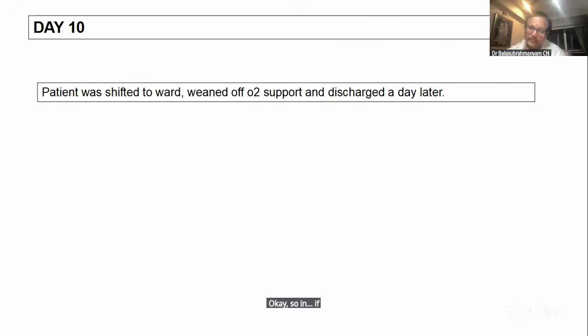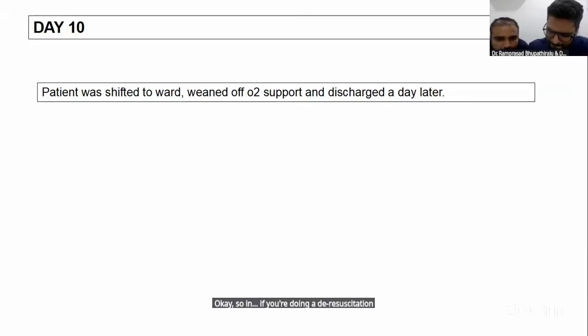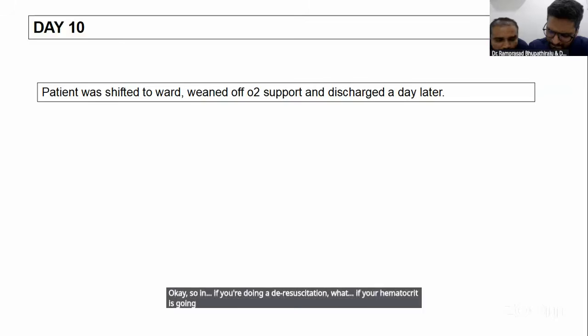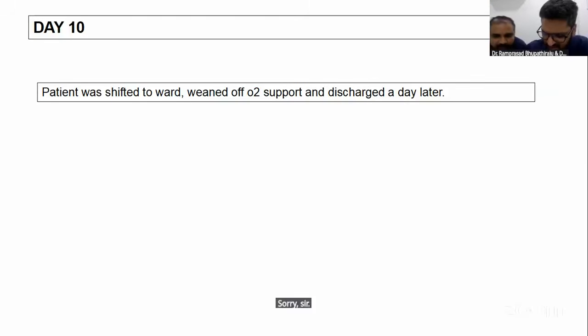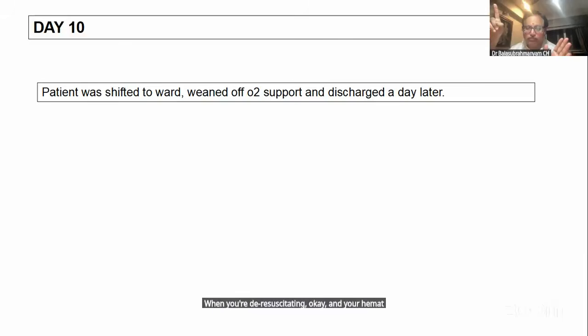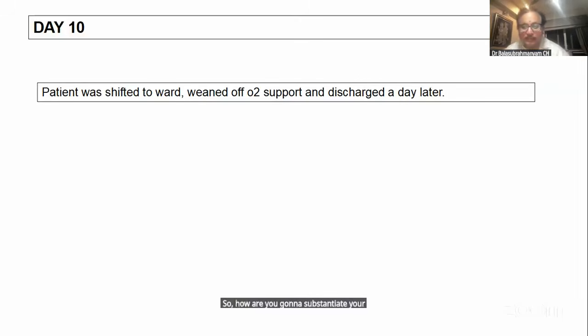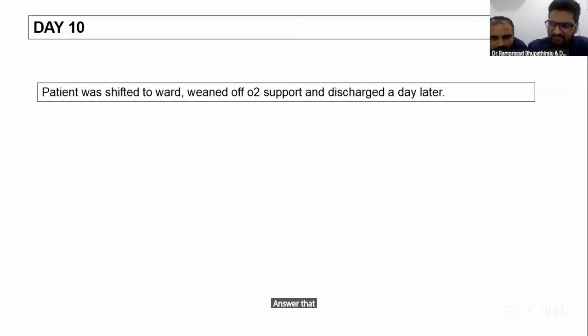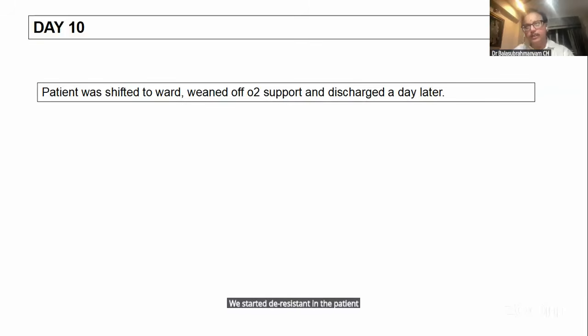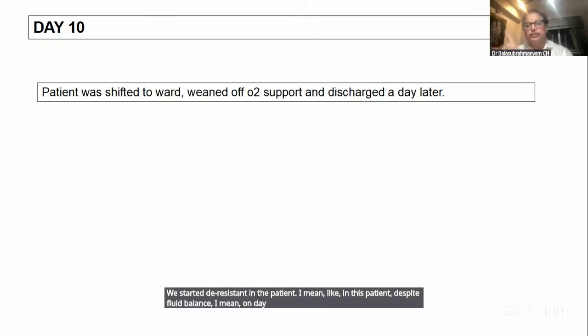If you're de-resuscitating, what if your hematocrit is going the other way, if it is increasing? When you're de-resuscitating and your hematocrit is going up, how are you going to substantiate your answer? In this patient, despite the fluid balance, on day 3, day 4 you started to have the hematocrit going up, right? Yes, sir.